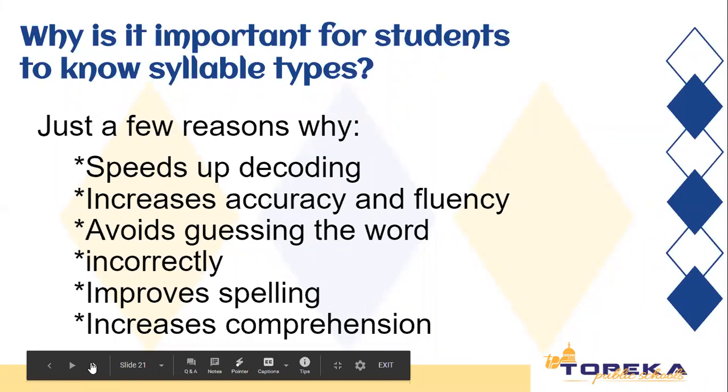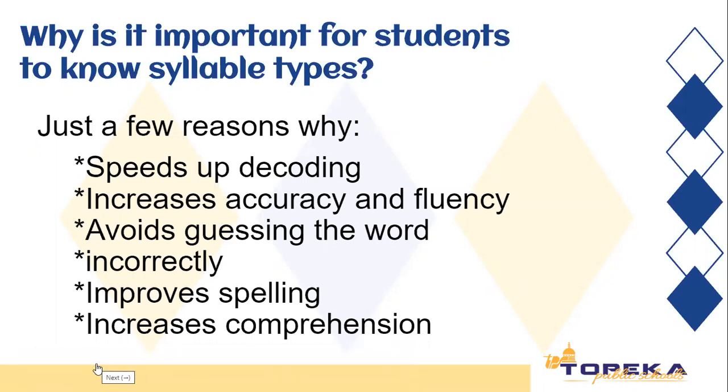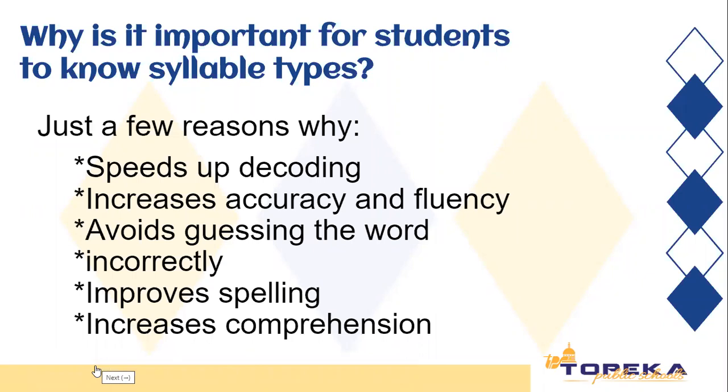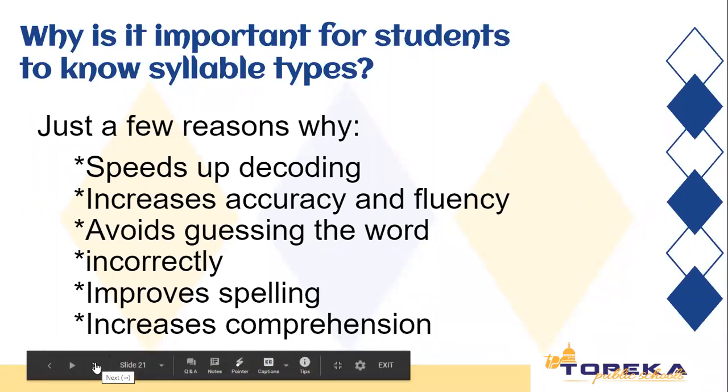So why is it important for students to know syllable types? We've talked about syllables and we're going to delve into the 6 syllable types, but why do students need to know this? Well, first of all, it speeds up their decoding. They're able to more rapidly read the words. It increases accuracy and fluency. By fluency, we mean that they're not having to stop, pause, and sound out every single word. And accuracy, they're reading the word as it is. It also avoids guessing. Sometimes students will guess at a word or make a close approximation. Or a student might see a multisyllabic word and be able to decode the first syllable, but not the second, for example. And it also improves spelling and increases comprehension.